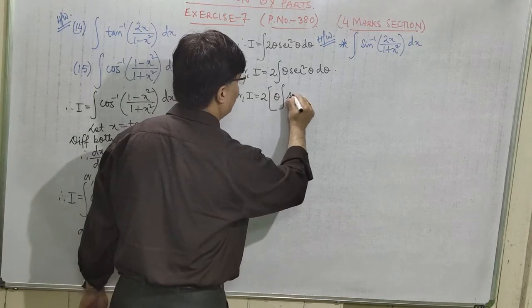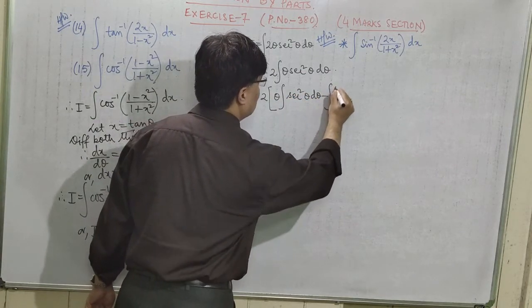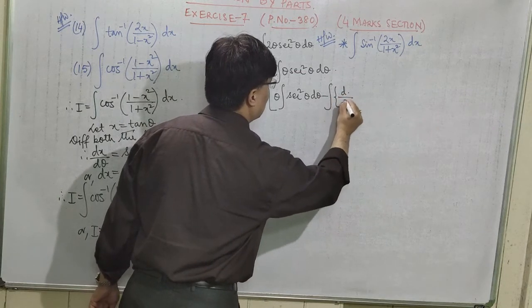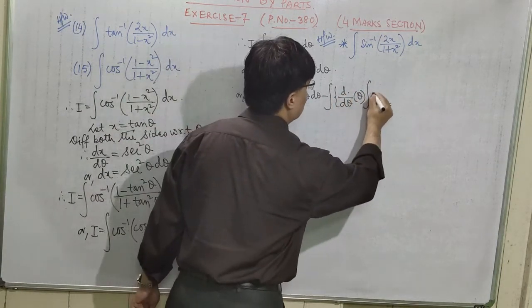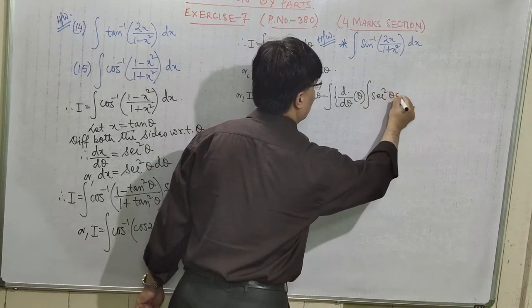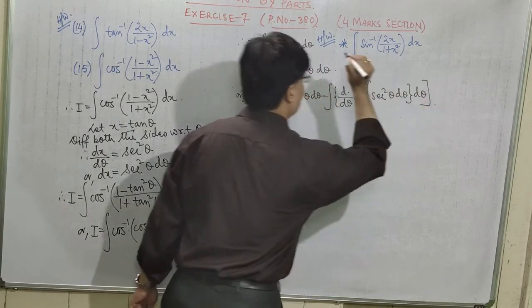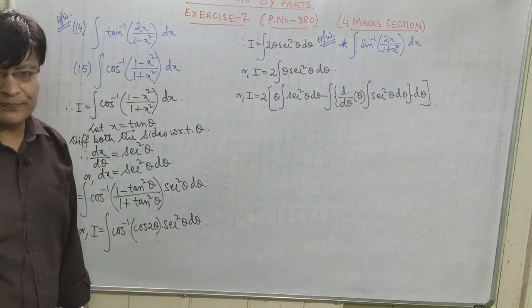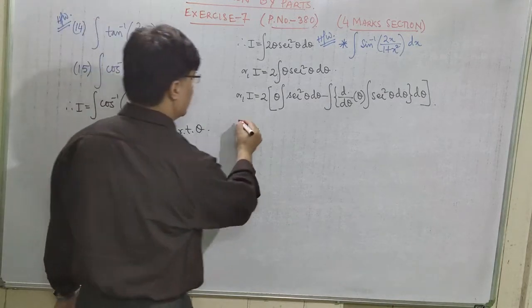Theta integration of sec square theta d theta minus integration of, second bracket, d by d theta of theta, this is integration of sec square theta d theta, second bracket closed, d theta, then third bracket is closed. So this is your integration by parts.